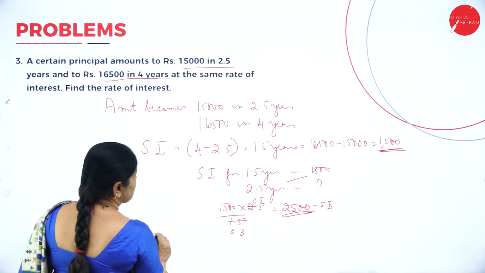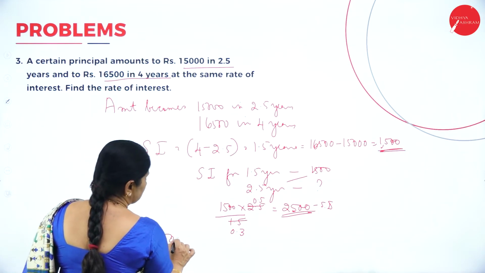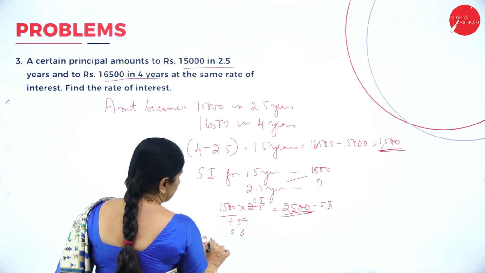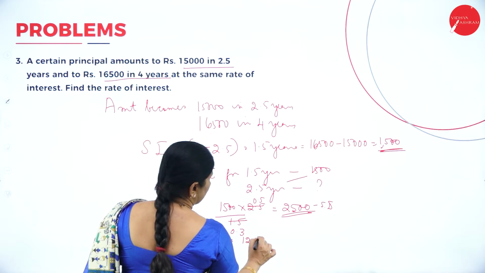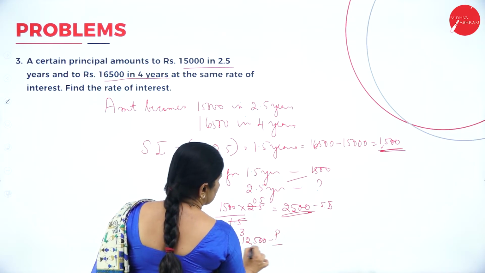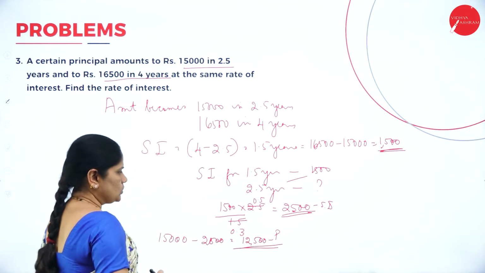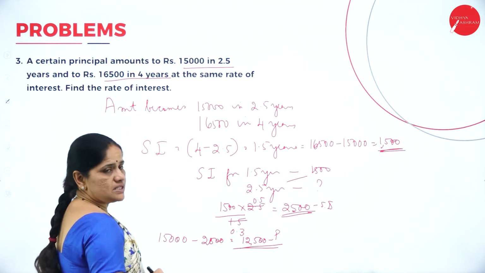Now, I'll find the principal. So for 15,000 minus 2,500, it becomes 12,500. So this becomes the principal.